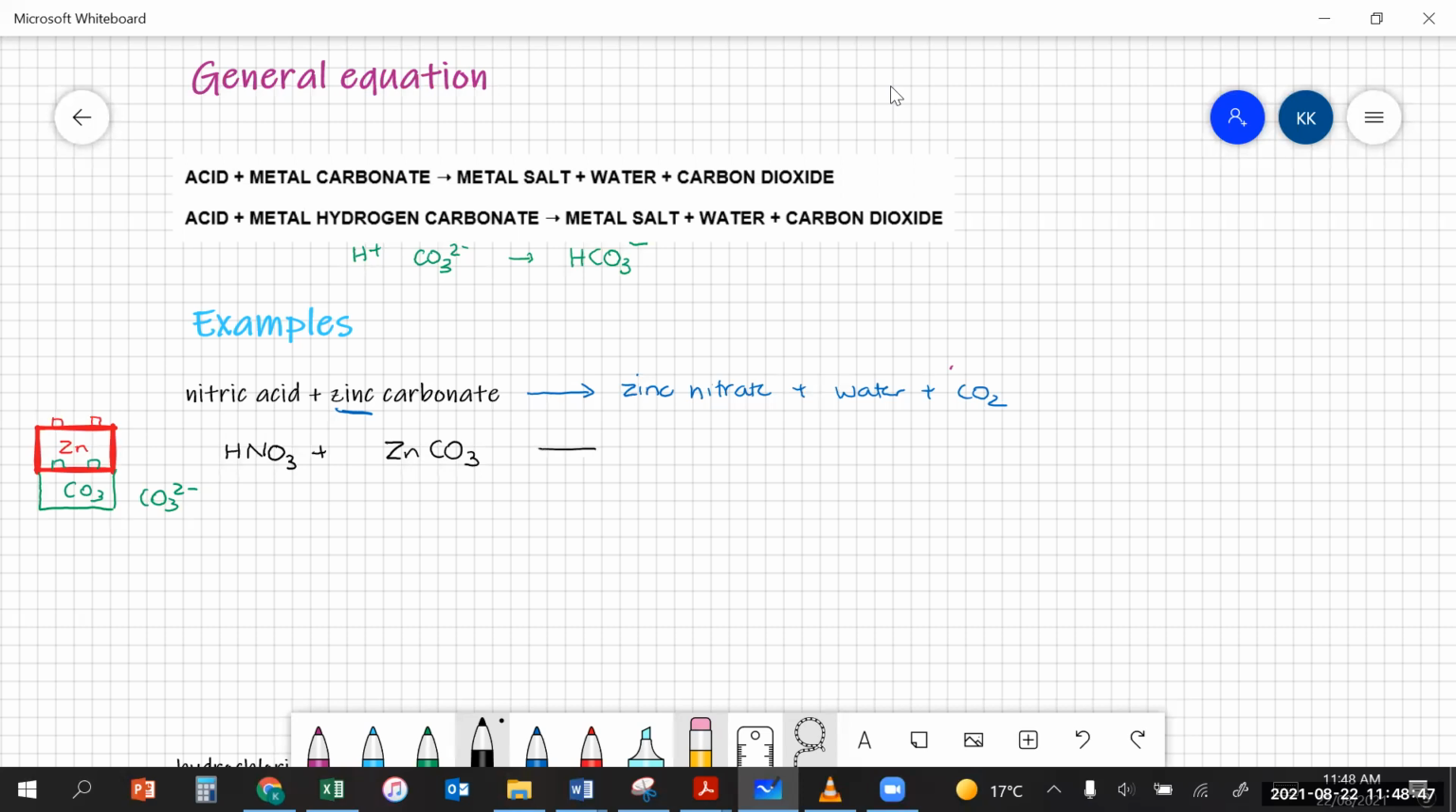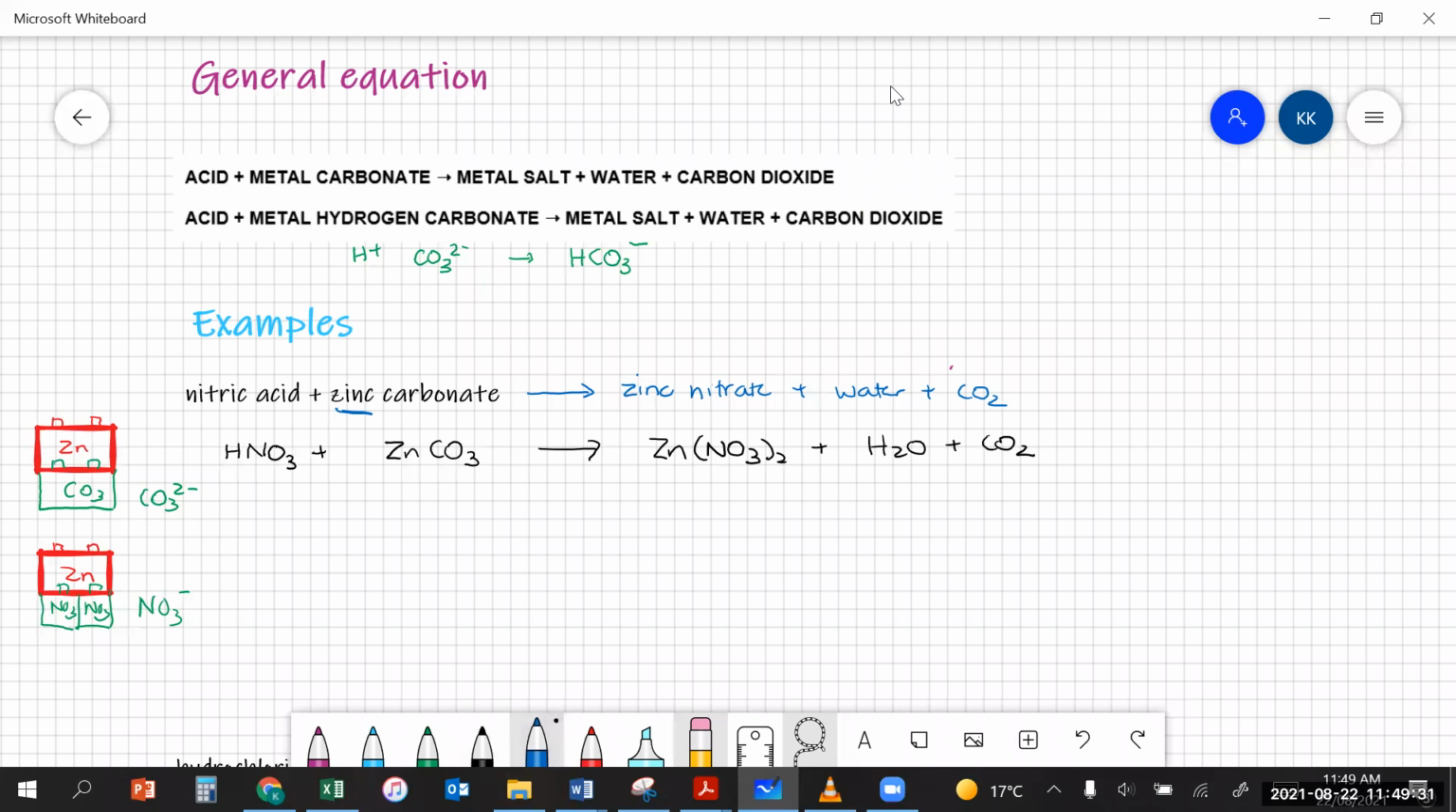In the products, zinc nitrate, again, zinc is a 2+ ion. The nitrate ion is NO3-, which means it has a valence of 1. So we're going to need 2 of those nitrate ions for every zinc. So Zn(NO3)2, and remember to put the nitrate ion in brackets because it's polyatomic, gives water and carbon dioxide. At this point, we have to do our elements inventory to check whether our equation is balanced.